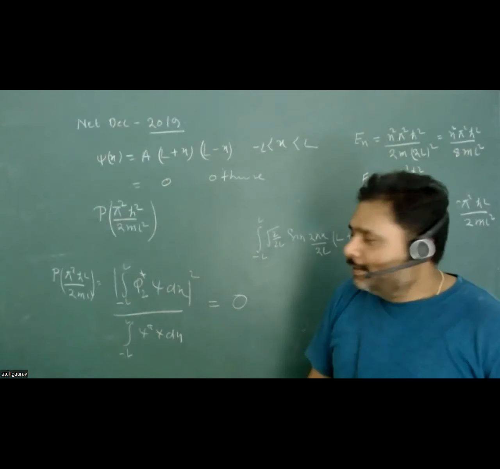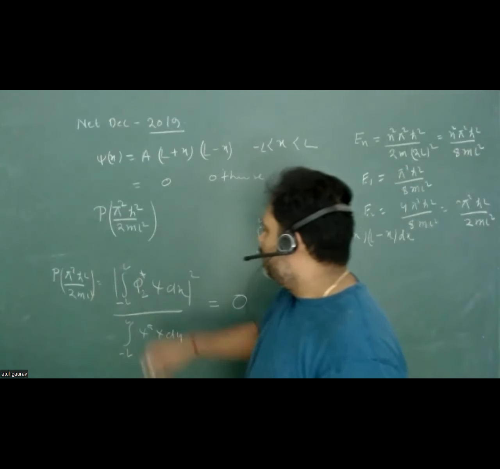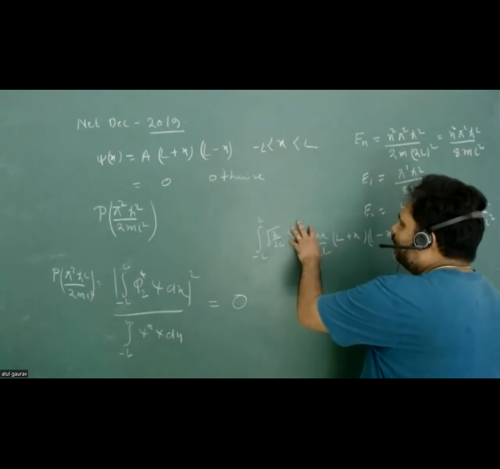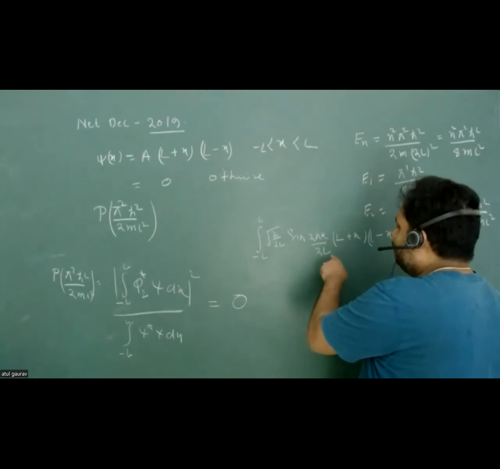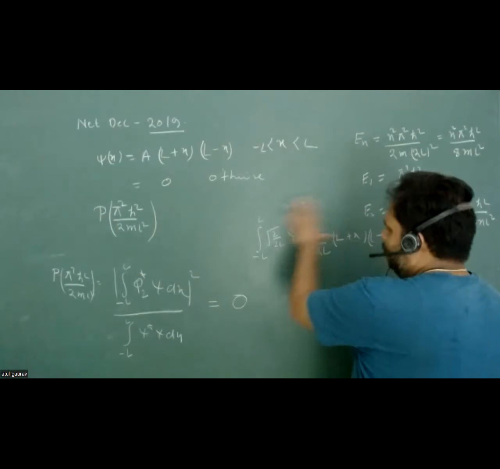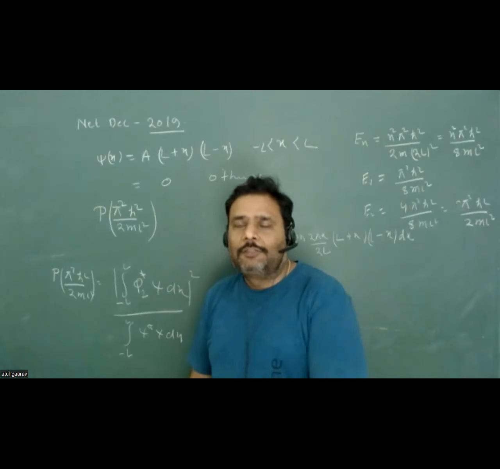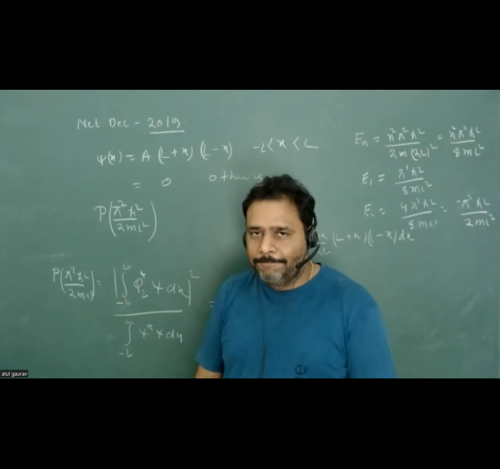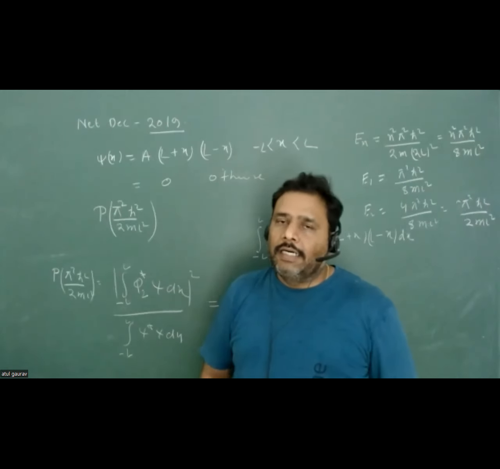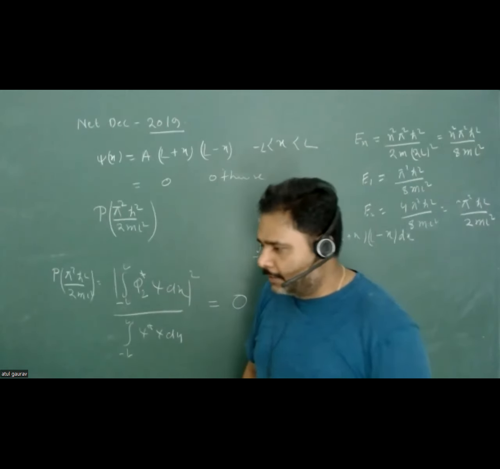But what people do? They just go for the cos part, and they take pi x by 2L and just do this integration. They will get some number, and that will also match with one of the 4 options. Okay, so this is again one of the very interesting problems.